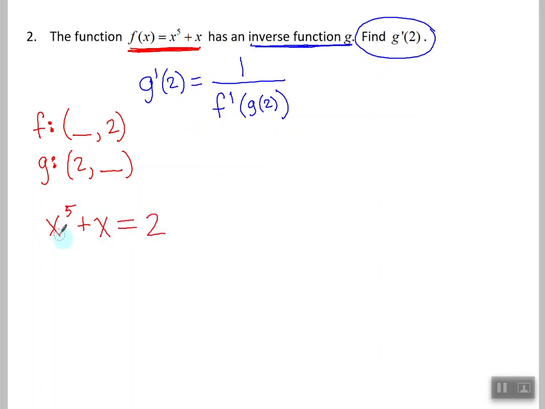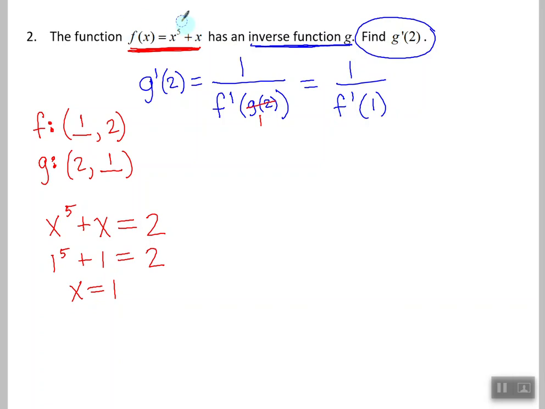Noticing that 1 plus 1 will equal 2, so 1 to the 5th plus 1 equals 2. By inspection, x must equal 1. So now I know that g of 2 is 1. So what I'm really looking for is 1 over f prime of 1.